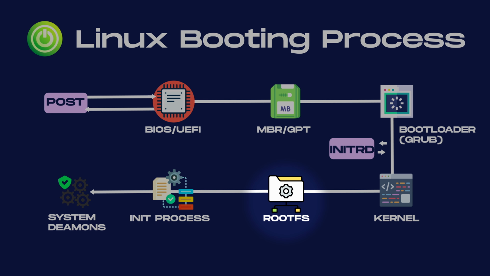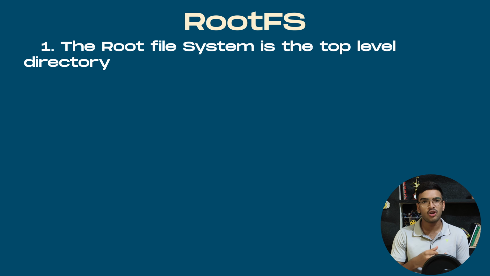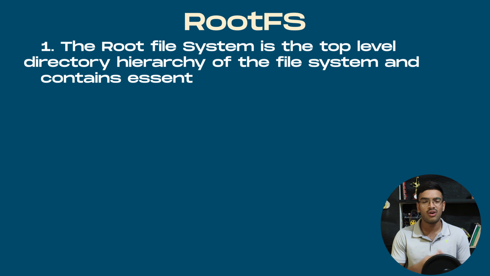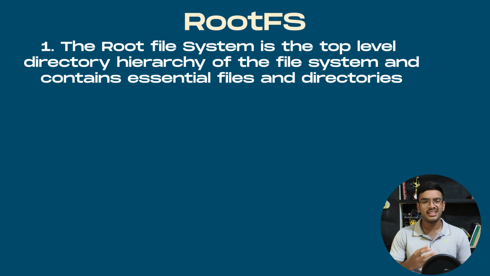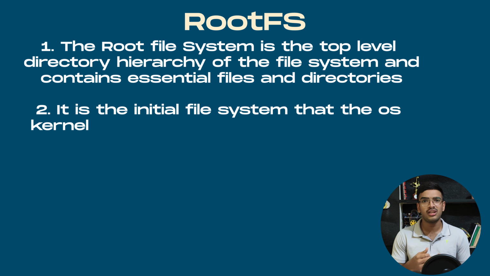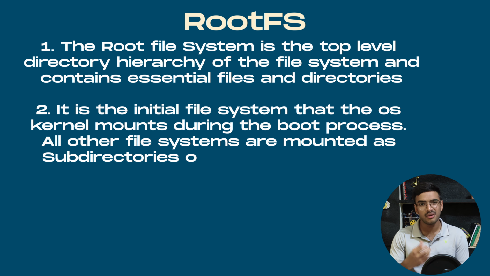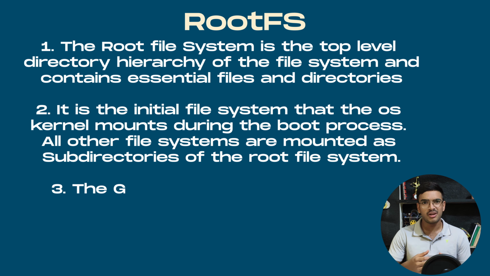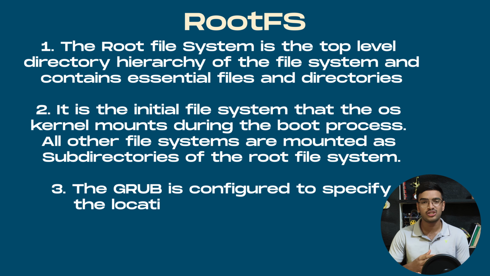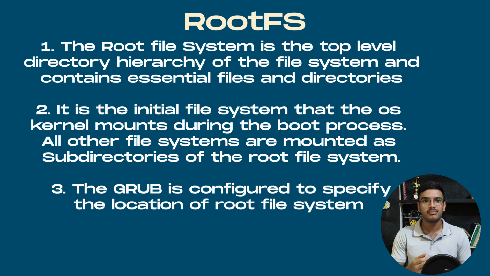Next, we have the RootFS, the root file system. The root file system is initialized by the kernel. The root file system is a top-level directory and contains all the essential files and directories. It is the initial file system which the kernel mounts during the booting process. All other directories are mounted as subdirectories of the root file system. GRUB is configured to specify the location of the root file system. The root file system can be of different types like ext4, xfs. This choice totally depends on the system administrator's preference.